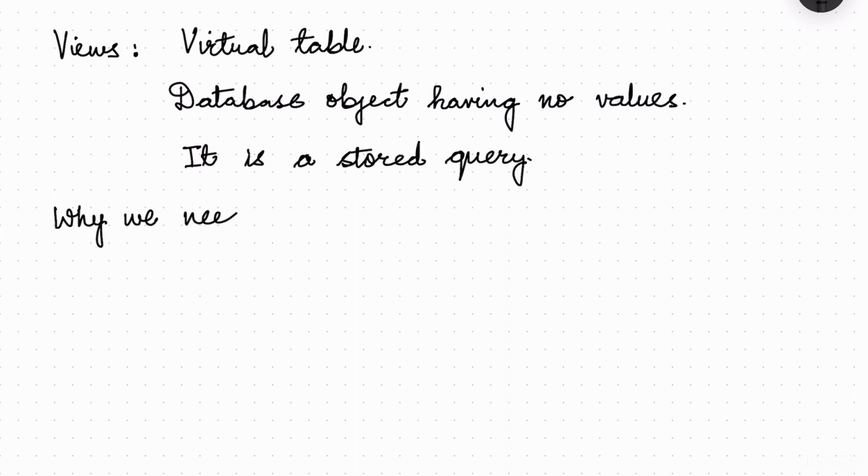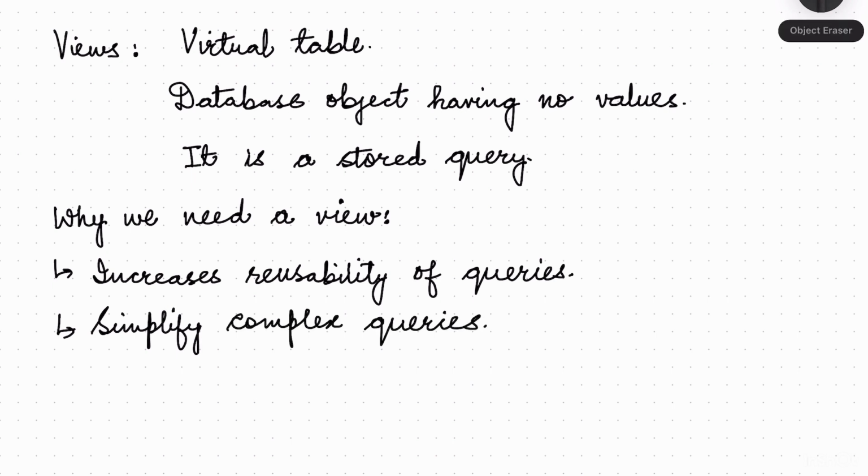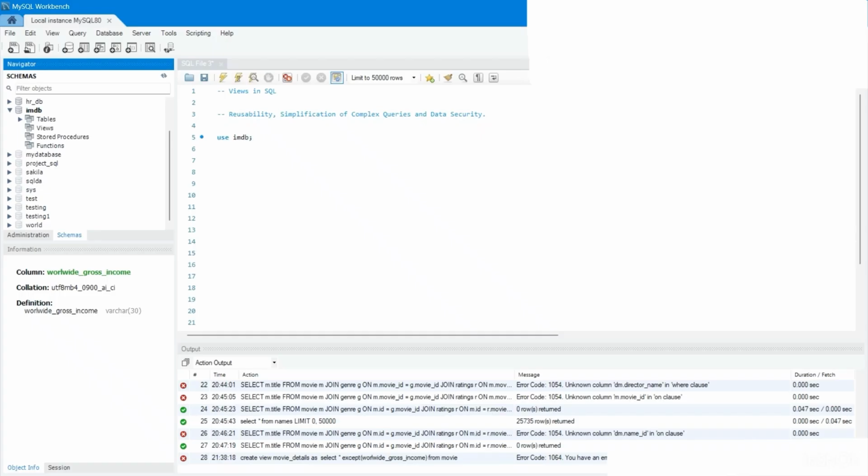Why do we need views in the first place? It helps in increasing the reusability of the queries. It helps in simplifying complex queries, for example, a query involving a lot of data transformations and joins. It also helps in data security. For example, if we do not want some group of employees to access some columns in a table, we can create a view for the table without those columns.